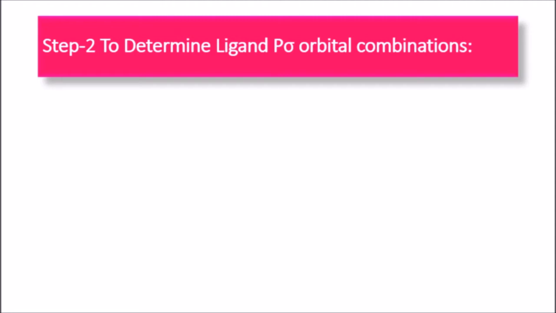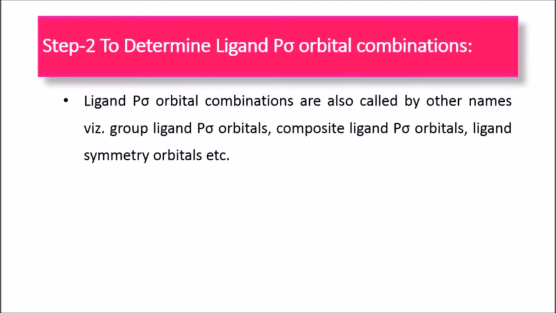Now in step 1, we have identified valence orbitals and assigned terms, and seen the orientation of the valence orbitals of the central metal ion and their degeneracy as well. Now in step 2, we need to determine ligand p sigma orbital combinations. In the previous lecture this step was LGO formation. So this determination of ligand p sigma orbital combination is nothing else but LGO formation, but here Cartesian coordinates are taken into consideration.